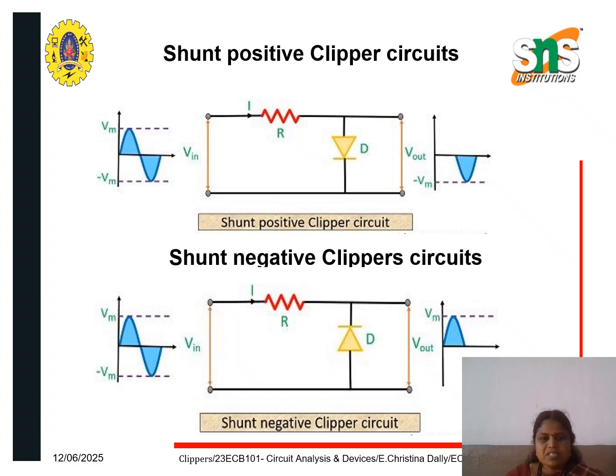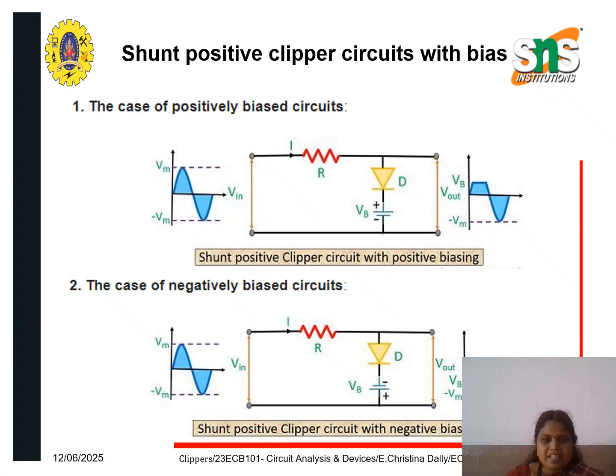The next one we are going to see is the shunt positive clipper circuit and the shunt negative clipper circuit. Here we are applying the input, and the diode has been connected, with the anode connected to the resistor. Here it clips off the positive and we get only the negative. But in the case of the shunt negative clipper, it will clip off the negative and we will get only the positive. The same applies to the shunt positive clippers in the case of the positively biased and negatively biased circuits.